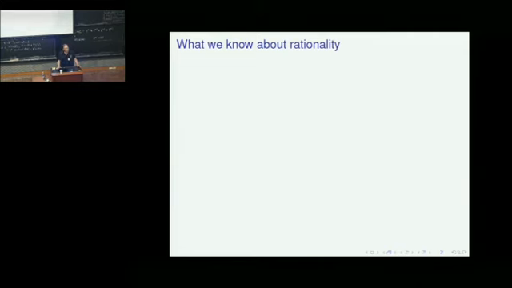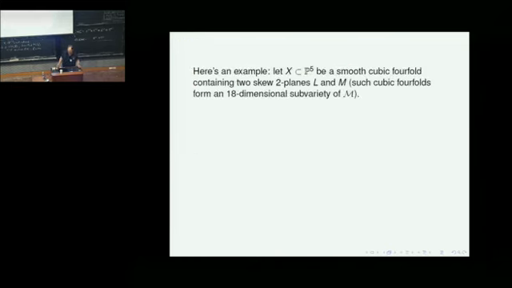Now I want to tell you what we know about rationality of cubic fourfolds. And this is going to be a very short slide. There it is. Some smooth cubic fourfolds are rational. So let me just give you an example of that. I want to imagine we have a cubic fourfold, and it contains two skew two-planes, L and M. You can check for yourself that it's not hard; we'll write down equations for something like that in a moment. There are such smooth cubic fourfolds. In fact, they form an 18-dimensional subvariety of the space of all cubic fourfolds.